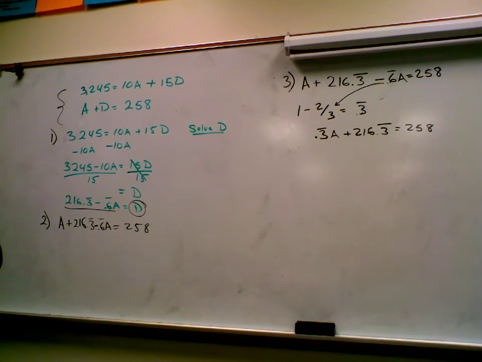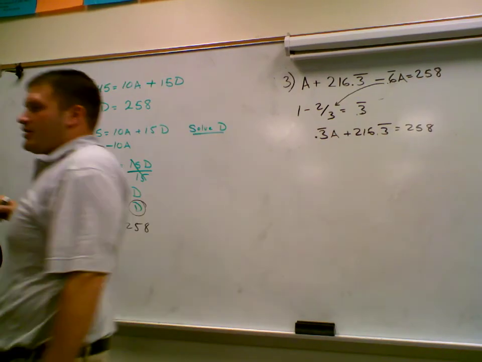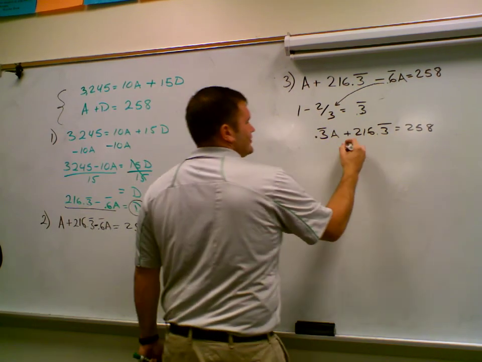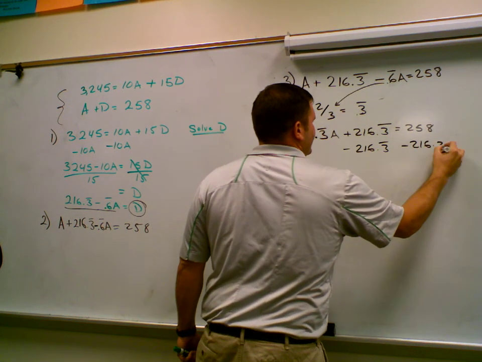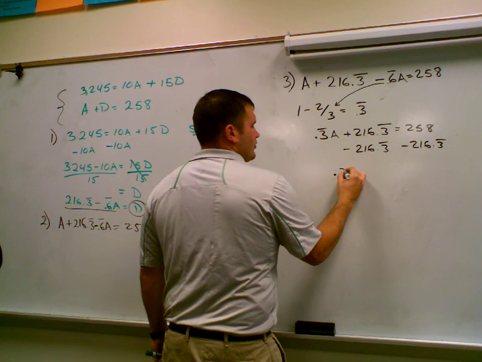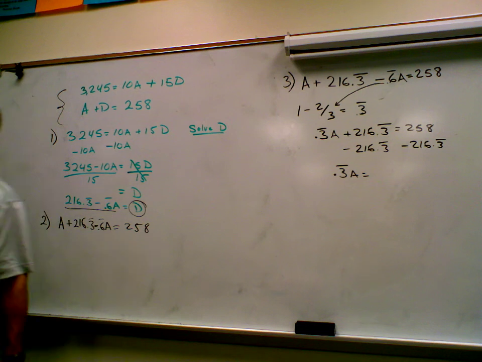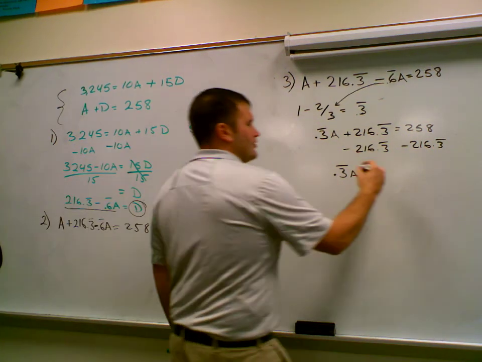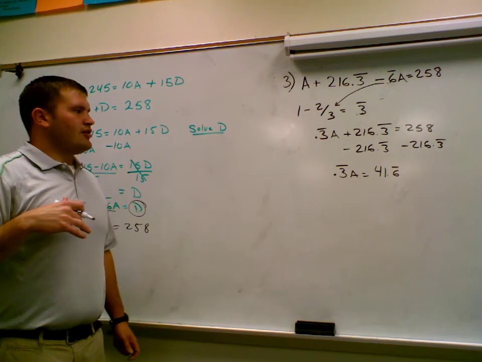All right, so what's my first step here? Subtract 216.3 on both sides. Good. We still have 0.3A, right? 258 minus 216.3. Now you put the 0.3 and use like 5 or 6 threes, like I said a couple times. When you get that, what do you get? I got 41.6. Okay, so 41.6 repeating, right? You had a bunch of 6s after that.